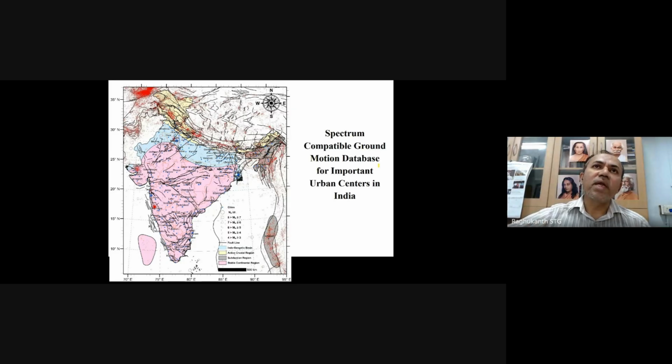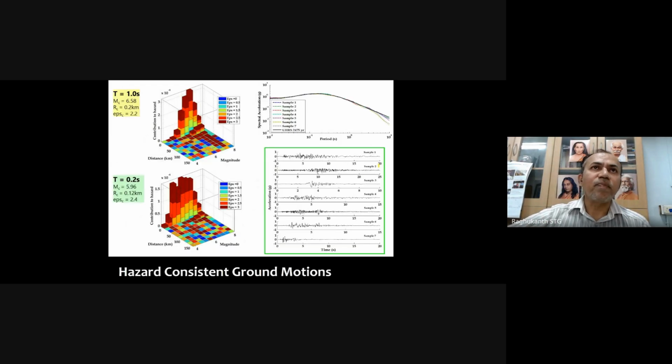So for that, we have done two types. One is spectrum compatible ground motion data. Since we have already calculated the hazard, de-aggregation has also been done. So why don't we make this spectrum compatible with the UHRS? The site specific spectrum has also been done here. We did de-aggregation for each and every grid point or city, and calculated the controlling magnitude and controlling distance for the 2475 year return period. At 1 second and 0.2 second this has been calculated, and this is a site specific spectrum.